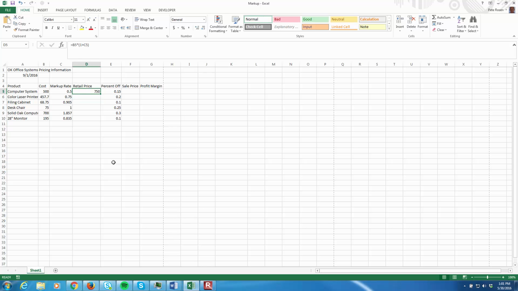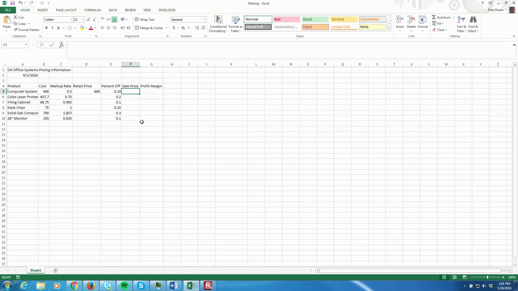So it didn't matter that we changed the computer system from a cost of 400 to 500. Since we've written the formula using cell references, it automatically updates for us. Now I'm going to put the cost back to its original 400, and the retail price changes to 600, just like that. Okay, so there's our first formula that we've written with cell references, and we did that for retail price. Let's talk about sale price next.